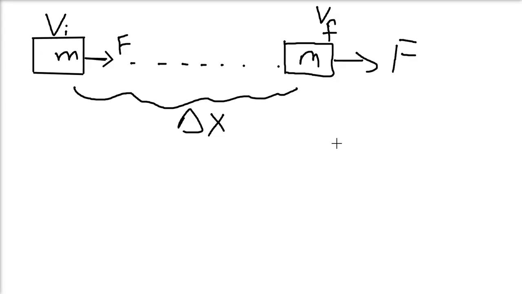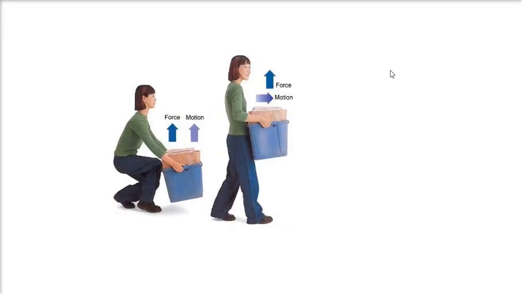Okay, what does this figure mean? It means work is done on an object when the object moves in the same direction in which the force is exerted. If we look at the first picture, we can see force and motion are in the same axis, okay, y-axis. So we can say work is done on the bin.